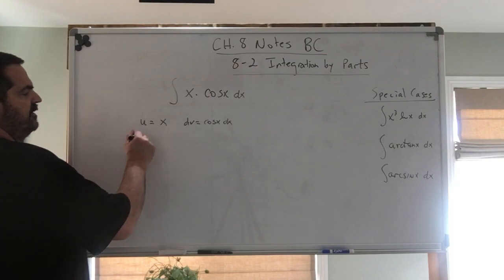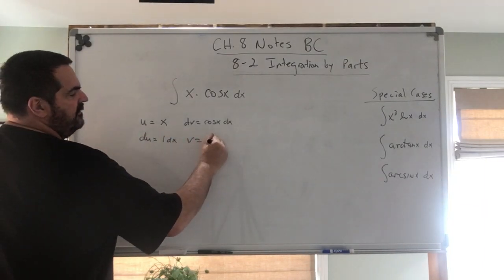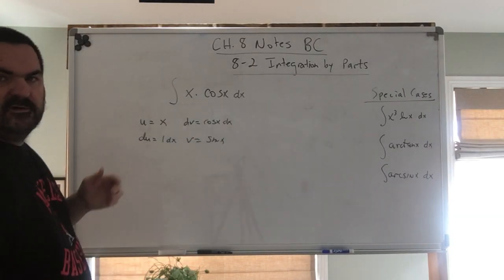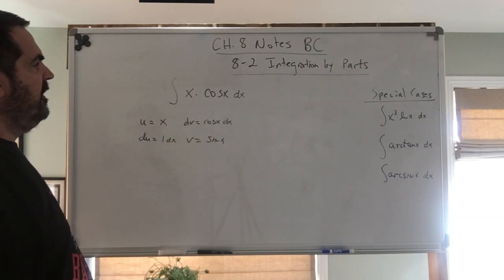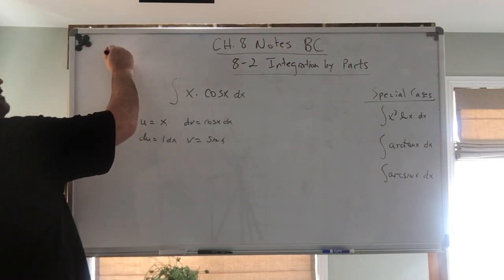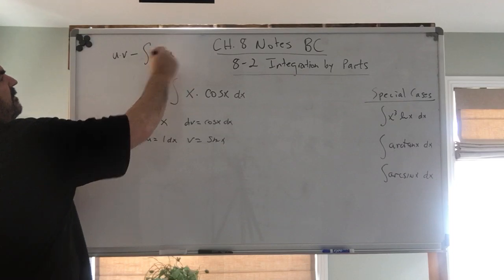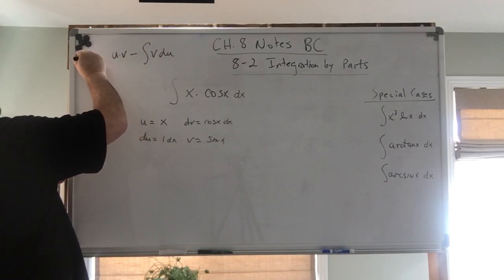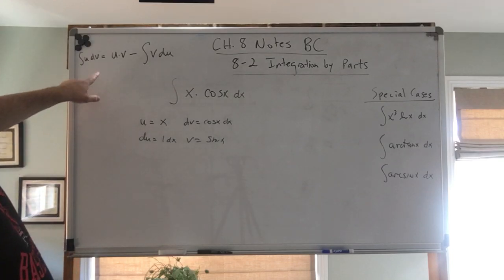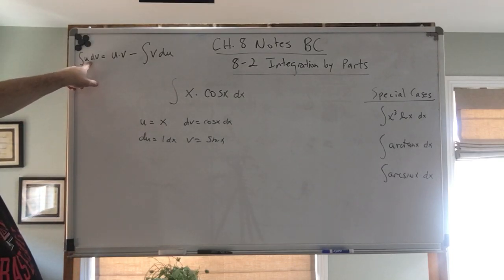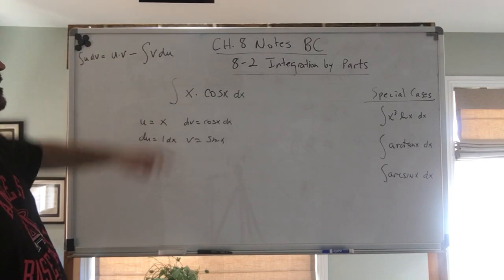So the derivative of u is 1 dx. And don't forget, we have dv, so we're looking for v: the integral of cosine is sine. All right, so the integration by parts formula, if you remember, is the integral of u dv equals uv minus the integral of v du.